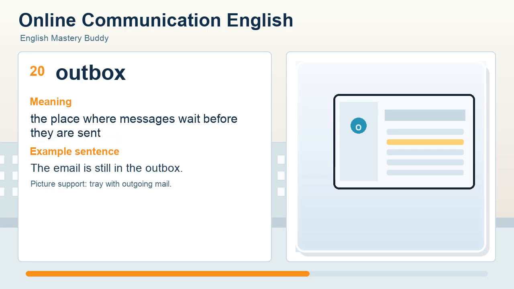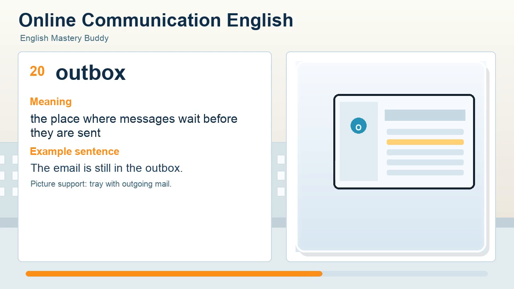Number 20, outbox. Outbox means the place where messages wait before they are sent. Example, the email is still in the outbox. Look at the picture. You can see a tray with outgoing mail. Say it after me. Outbox. Again, outbox. Now repeat the sentence. The email is still in the outbox.